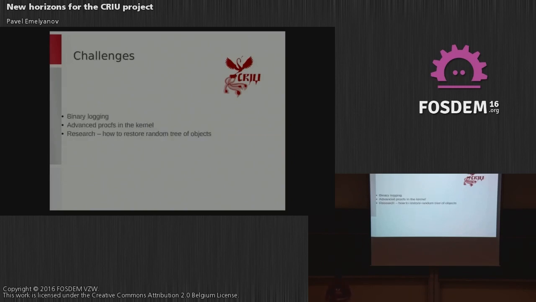But other than this, there are several things that have popped up in the CRIU project that haven't yet been implemented, but these three are very tempting. The first thing is binary logging. In the CRIU tool, there are 4 levels of verbosity: 0, 1, 2, and 3.